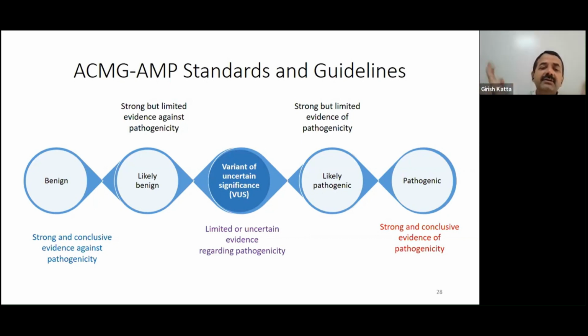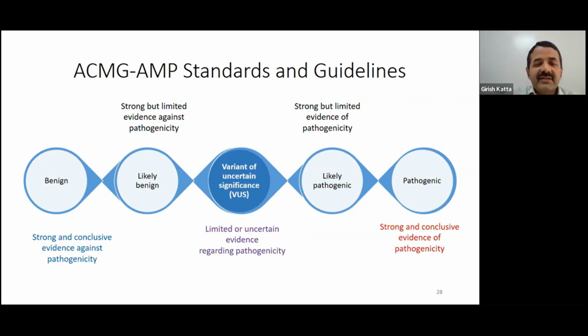Then we have likely benign and likely pathogenic. Again, strong but limited evidence of pathogenicity or against pathogenicity, approximately 90% is a constant when we call it likely benign, which means it doesn't cause disease. Likely pathogenic means it is likely to cause the disease. In between is a large chunk, which is limited or uncertain evidence regarding pathogenicity, or variant of unknown significance.